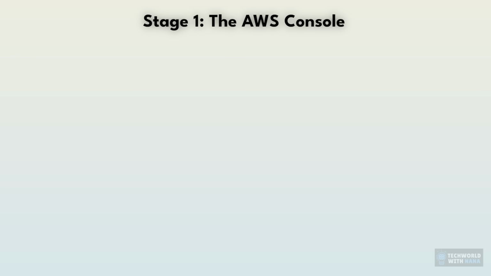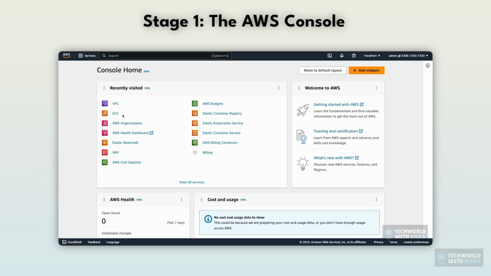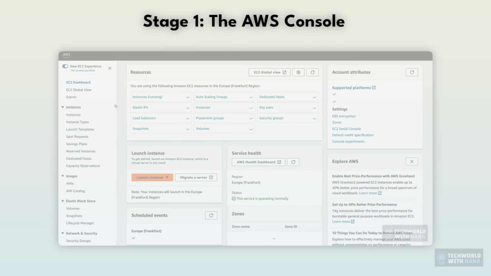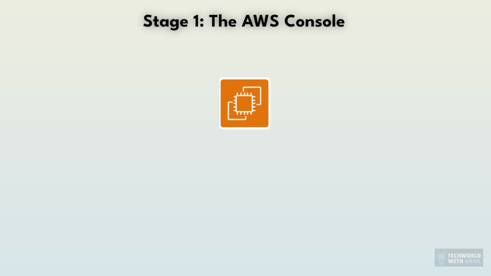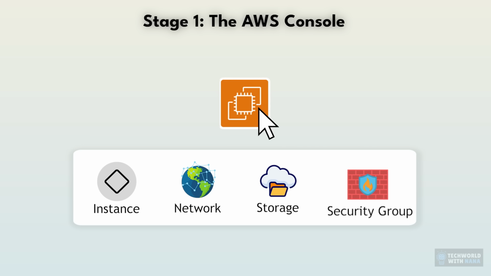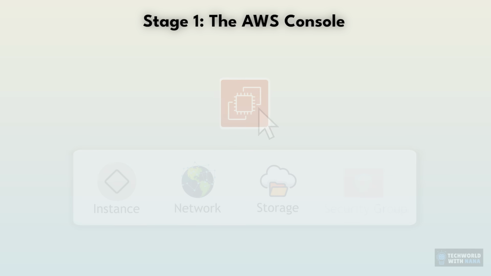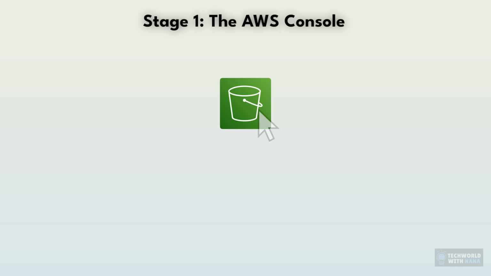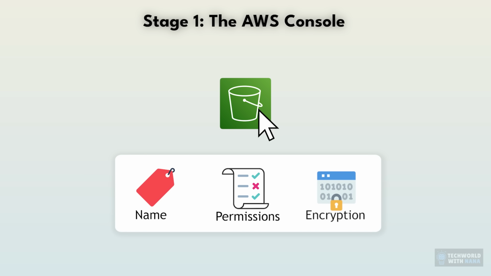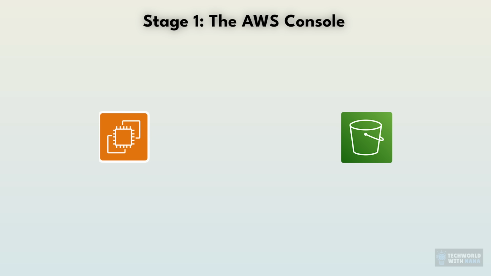In stage 1, you're managing the infrastructure through the AWS console. Everything is done by clicking through the web interface. You need to launch an EC2 instance. You just click through the launch wizard. Choose the instance type, configure the network, add storage, set up security groups, and so on. You need an S3 bucket. Just click create bucket, fill in the name, set the permissions, configure encryption, leave the rest of the defaults, and there you go. And honestly, that actually works.